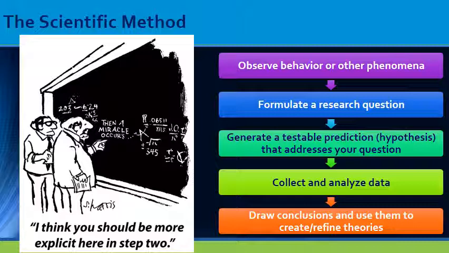We observe some kind of behavior or phenomenon, and we think, that's an interesting behavior. I wonder why that happens. We formulate a question to ask why we think that happens, what's going on. We generate a prediction that if X happens, then Y will be the result. And then we create an experiment that allows us to test that, to figure out if that is really the case. We do all kinds of repeated collection and analysis of data to figure out if that's the case. And then we draw conclusions in order to create a theory about why the behavior we observe happens to be happening in this particular circumstance.